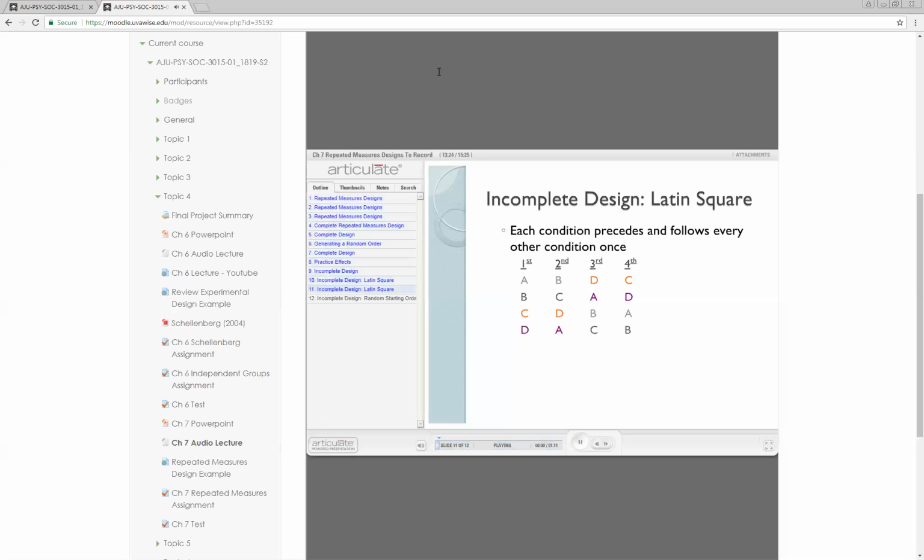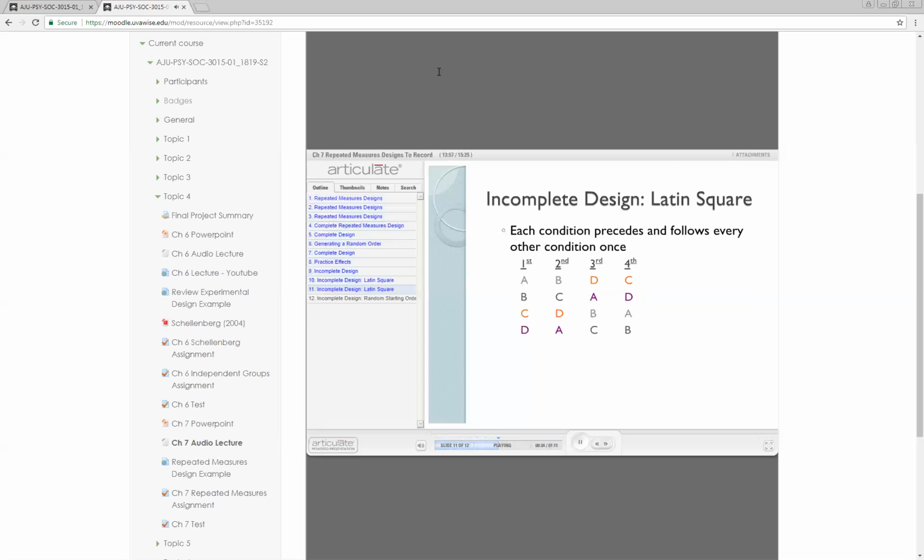The second criterion of a Latin square is that each condition precedes and follows every other condition once. So we have A and then B, but then we also have B and then A. In orange, we've got B and then D, but we also have D and then C. This also helps us control for order effects, because maybe one condition has a particular effect on a second condition. So maybe C improves D if it happens before it. Well, we don't want every time we see D to have that preceded by practice.